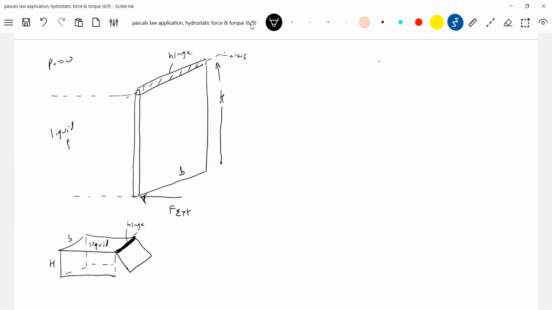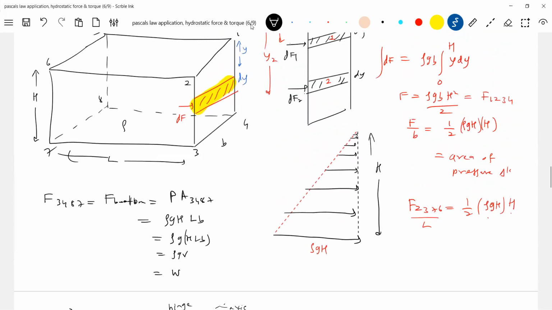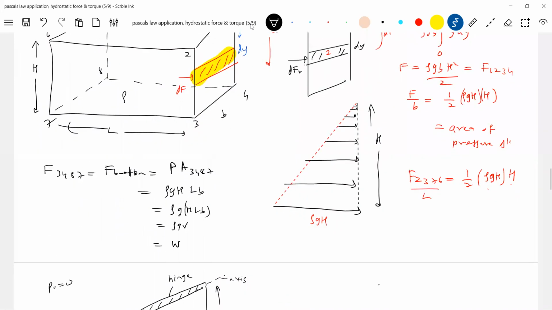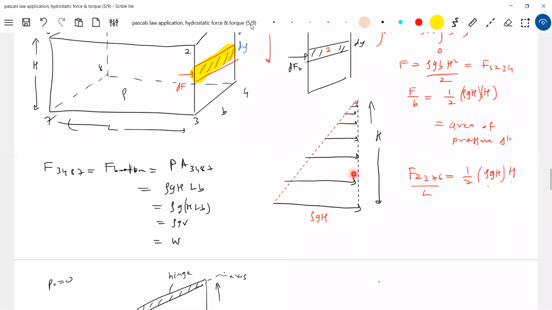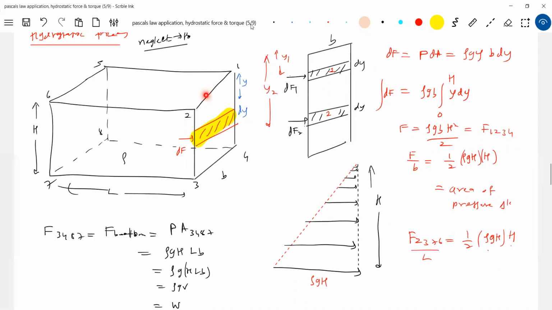So the liquid will push it. So why will the liquid push? You see, where will this force act? It will be acting here. So what is the tendency of this liquid? It will try to rotate this wall about the edge, about the hinge. So definitely what is the tendency? It will rotate in this direction.